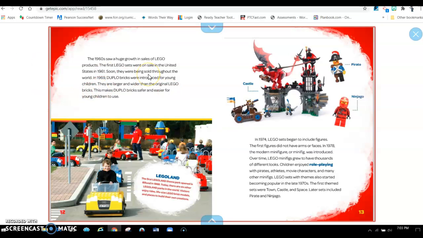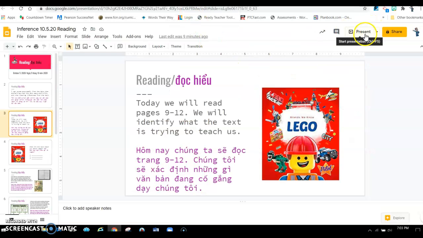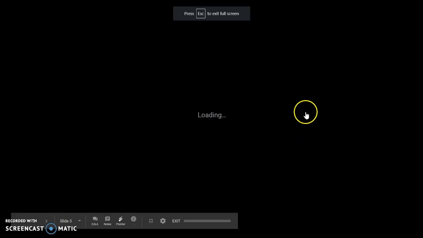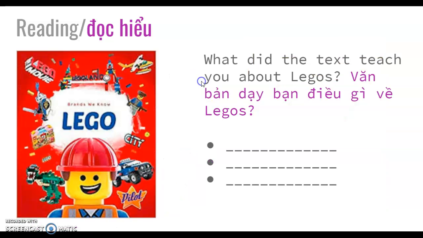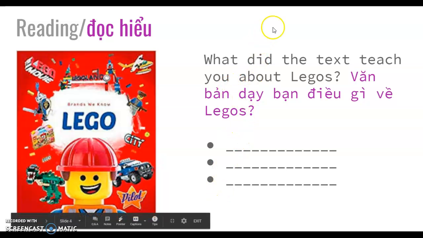Okay, let's stop. Here's what I want you to do. I want you to jot. We have just read pages 9 through 12. What is the author teaching us? What did you learn from the text? What did you learn about Legos? Pause the video and share 3 things that you've learned about Legos.